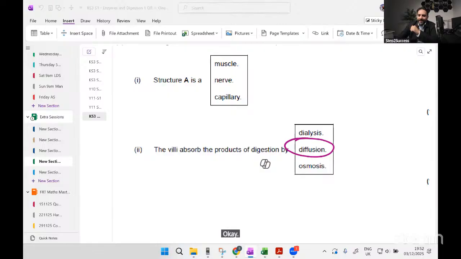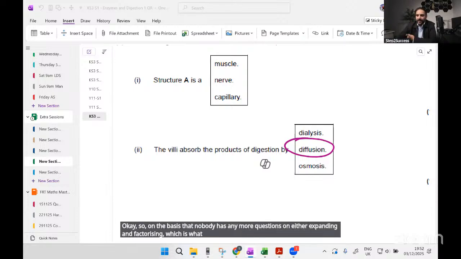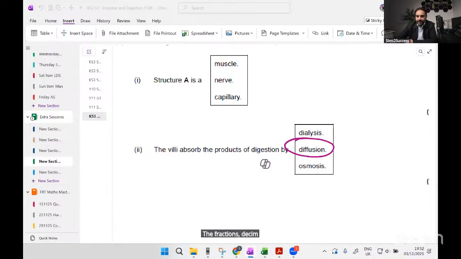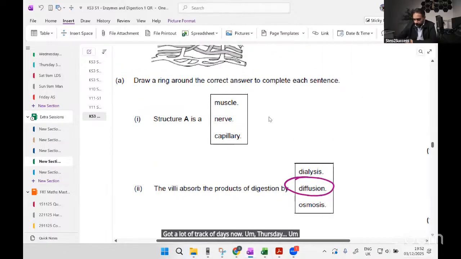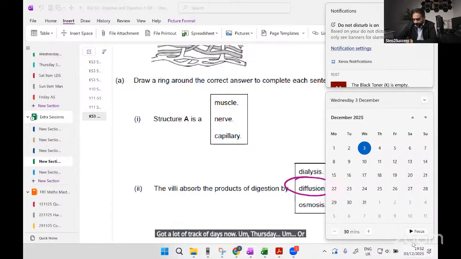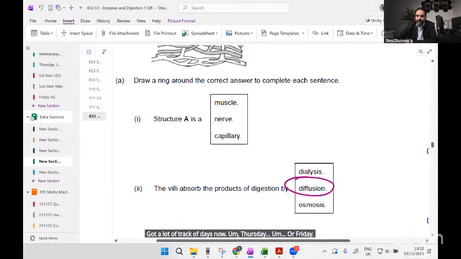Okay, so on the basis that nobody has any more questions on either expanding and factorizing, which is what people did on Saturday, Sunday, the fractions, decimals, and percentages that some people did on, God, I've lost track of days now, Thursday or Friday, or on the digestion if you attend on a Monday, 19 and 20.